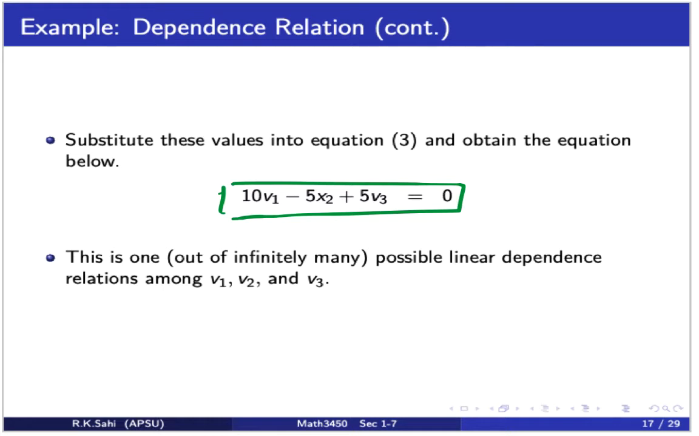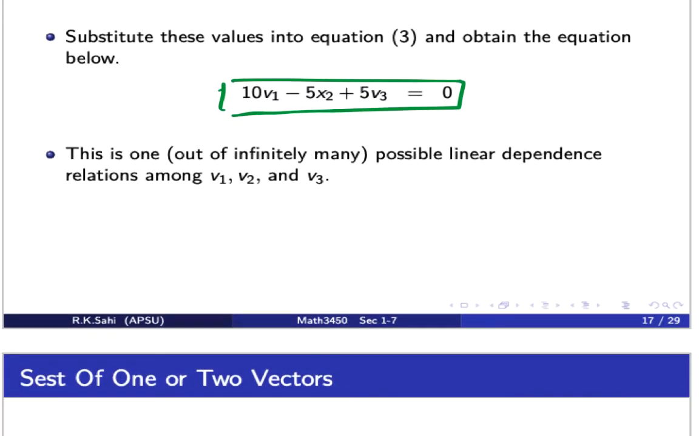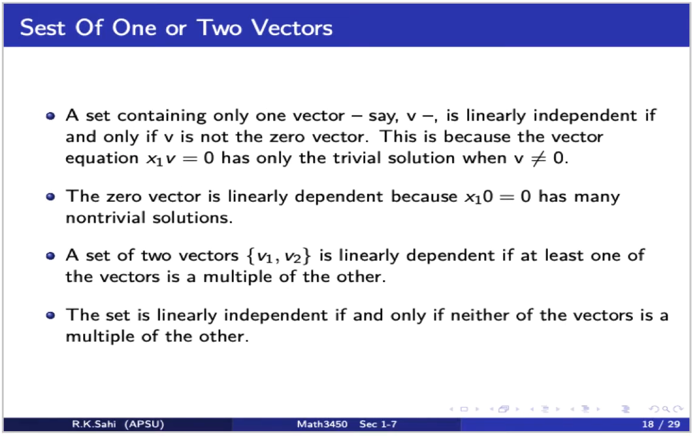Okay, now we are going to look at specific sets of vectors and see what we can observe from them. If you have a set of one or two vectors, suppose I have a set of one vector, v1. Now, if this is not a zero vector, it is linearly independent. That's what it says. A set which has only one vector, say v or v1 here, is linearly independent if and only if v is not the zero vector.